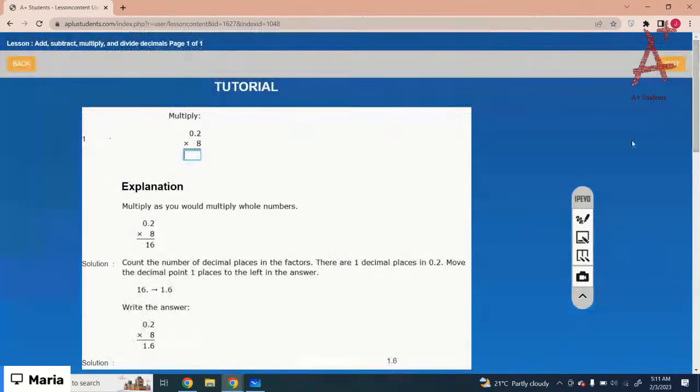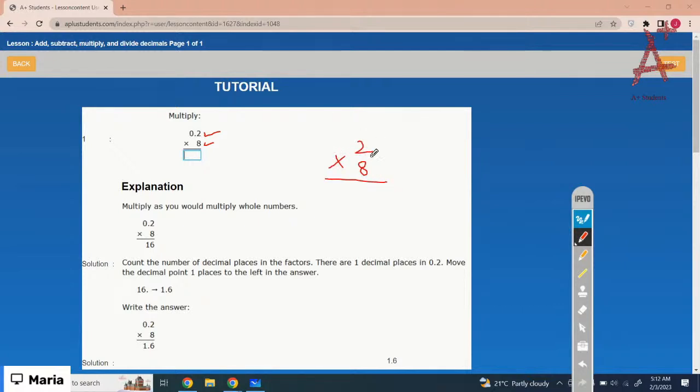So here I am on grade 5 maths. The chapter name is mixed operations and I am on the lesson add, subtract, multiply and divide decimals. So let's just start with the first example. The first example is 0.2 times 8. So you have to multiply. 0.2 is a decimal number and 8 is the whole number. Got it? So you simply multiply like we do the whole numbers. Just do 2 times 8. We know that 2 times 8 is 16.